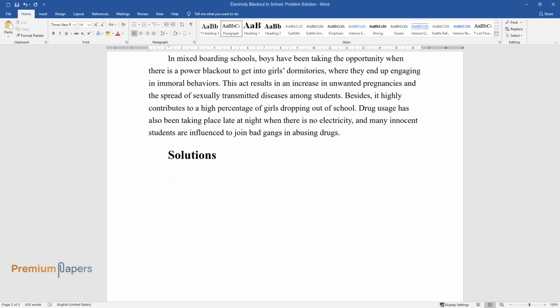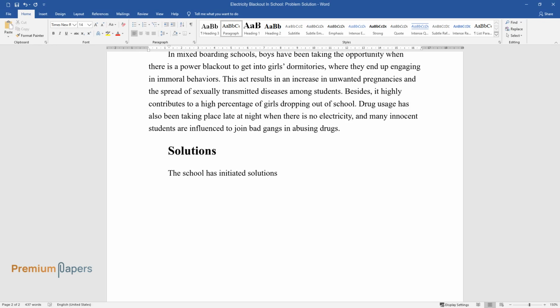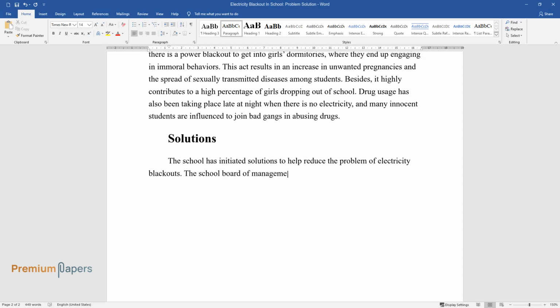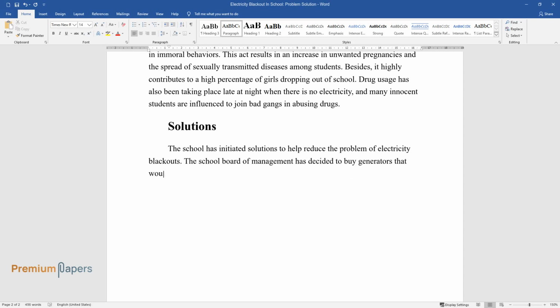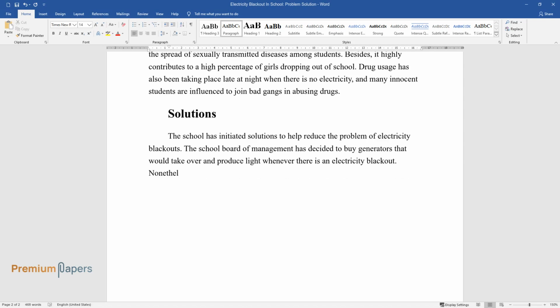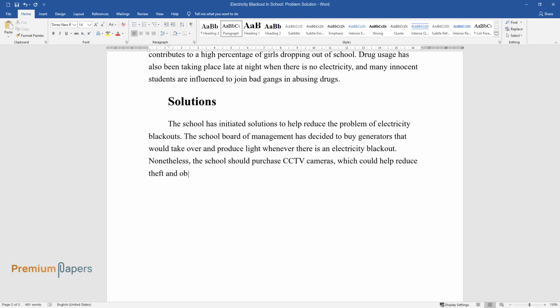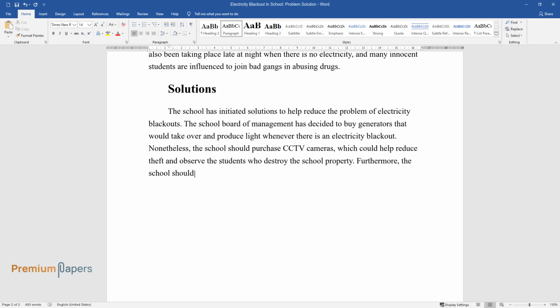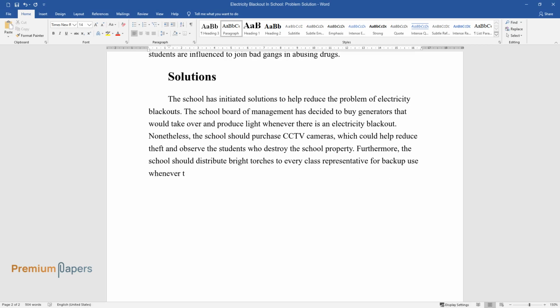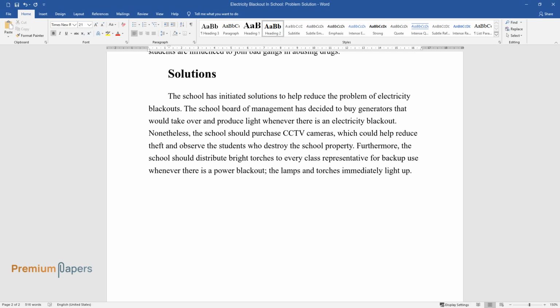Solutions. The school has initiated solutions to help reduce the problem of electricity blackouts. The school board of management has decided to buy generators that would take over and produce light whenever there is an electricity blackout. Nonetheless, the school should purchase CCTV cameras, which could help reduce theft and observe the students who destroy the school property. Furthermore, the school should distribute bright torches to every class representative for backup use whenever there is a power blackout. The lamps and torches immediately light up.